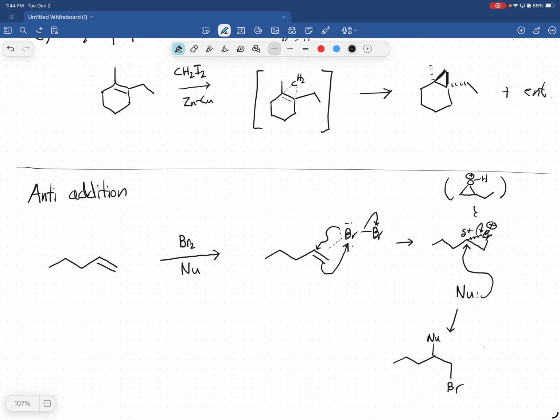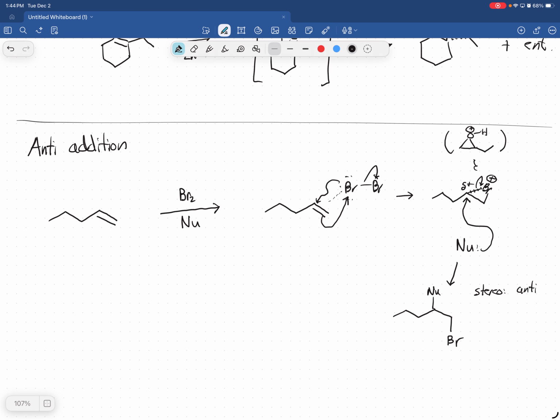All right, so here our stereochemistry is anti. What about our regiochemistry? Where did the nucleophile add? Markovnikov type addition or anti? So let's call it just Markovnikov. All right, attached to the more substituted side.